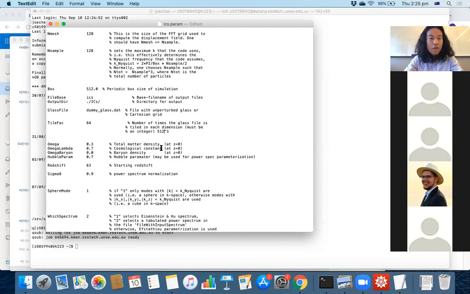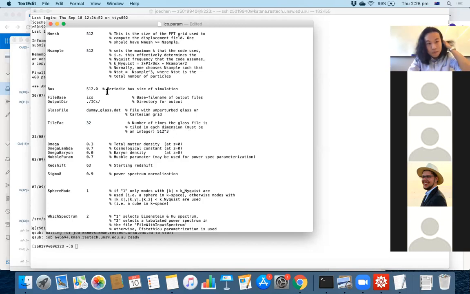And if I want 512 cubed particles, then I'll need to tessellate it 32 times. So this tile factor tells you how many particles you're going to have, because it is physically the number of times that you copy and paste this glass file. It's called a glass file for other reasons, because you can actually do a glass simulation, but in this case it's just a dummy grid, an unperturbed particle distribution. So this is a bit odd. Usually you want to set the N mesh and N sample to the same as the number of particles. So if you have 512 cubed particles, you set 512 cubed for N mesh and N sample.